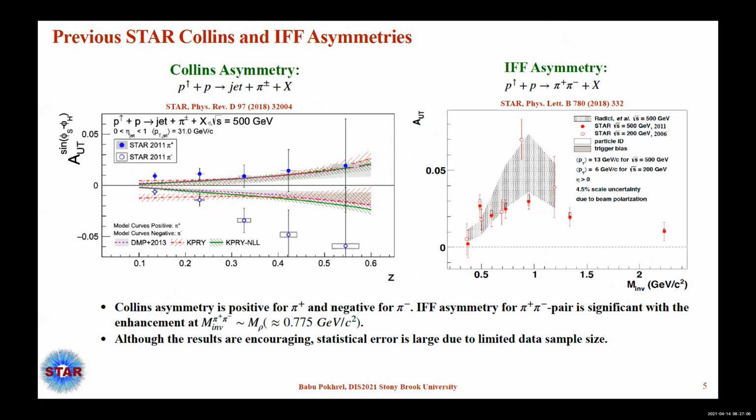Moving on, STAR has previously measured the pi plus pi minus asymmetries within jets, which are sensitive to the Collins fragmentation functions coupled with the transversity, using the 2011 data set. Pi plus asymmetries are positive, pi minus asymmetries are negative as a function of pion z, and the IFF asymmetries for pi plus pi minus as a function of invariant mass, using the 2006 and 2011 data sets, where a significant asymmetry enhanced around the rho meson mass was observed. However, while these results are encouraging, statistical precision is limited due to the limited data sample size.